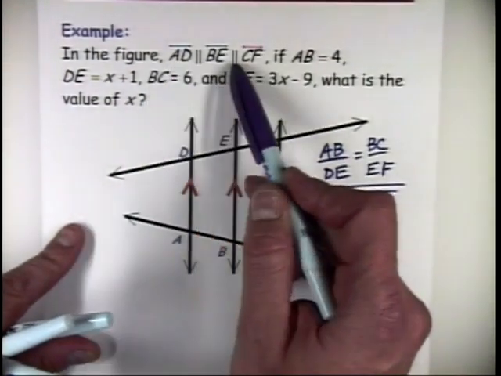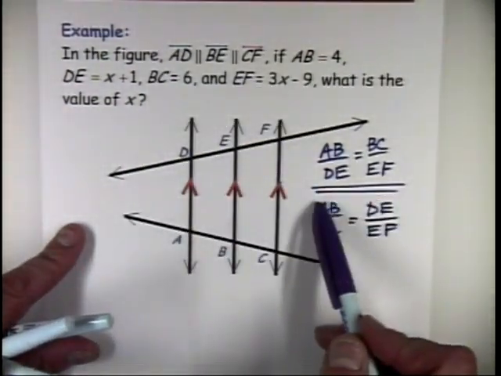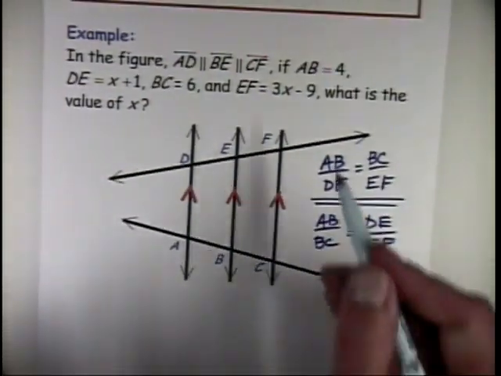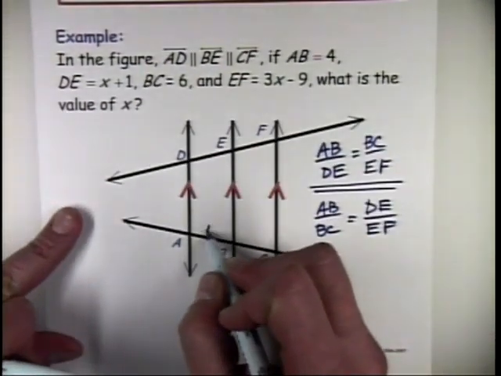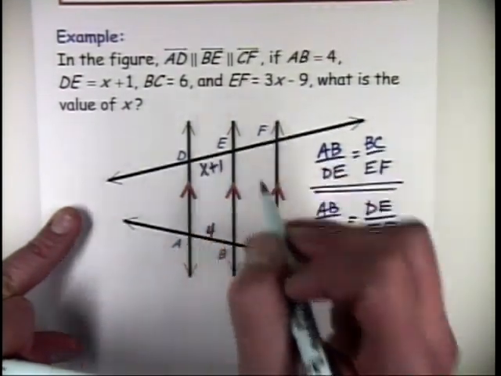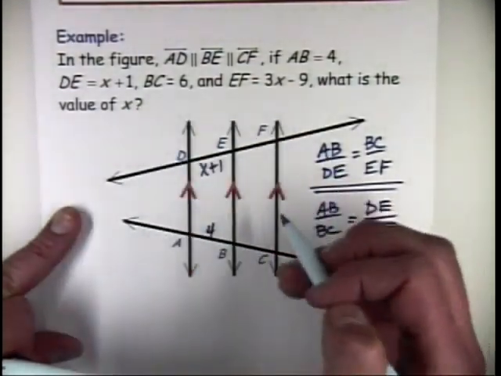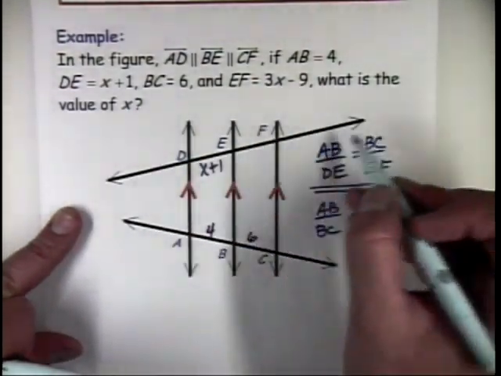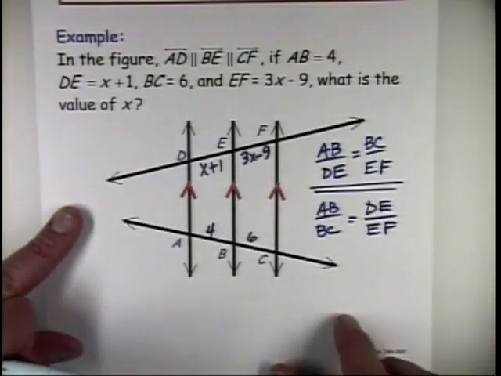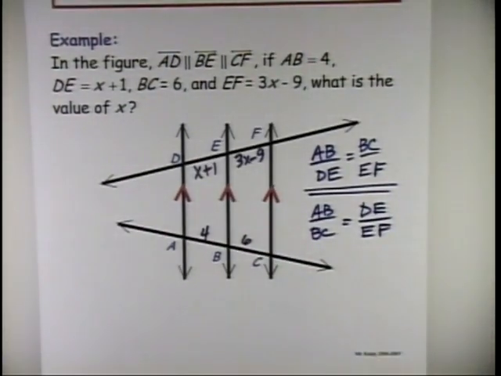What do we know? We know AD and BE and CF are all parallel. It's given up here with the symbols. It's given here with the arrows. We know that the measure of AB is 4 units. I'm going to go ahead and label that as 4. I know the segment DE is x plus 1. There's that x. BC is 6 units, and EF is 3x minus 9. So I have 2 numbers and 2 variable quantities here. I want to solve again for x. Surprise! Well, how are we going to do that?